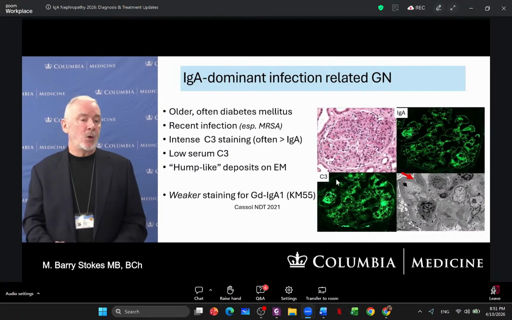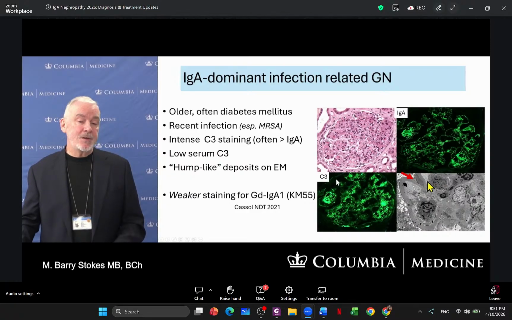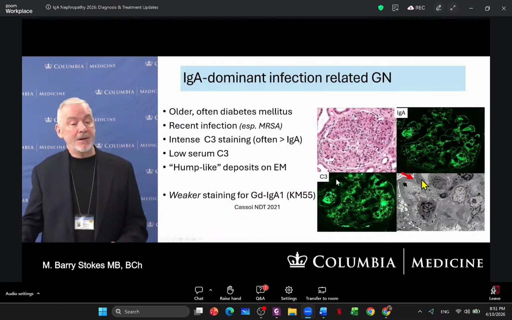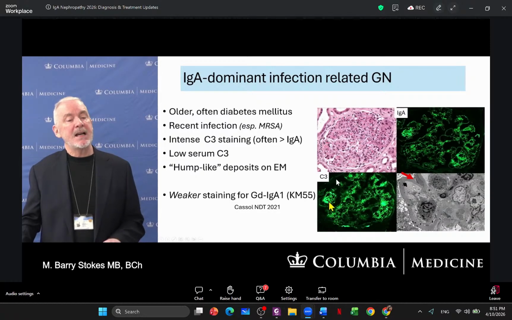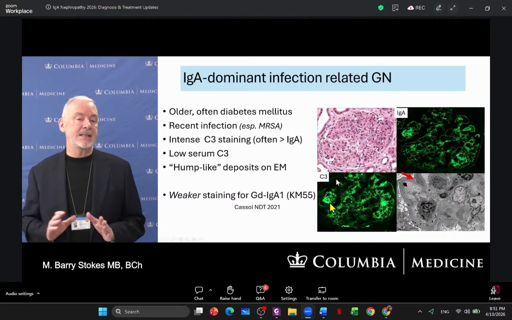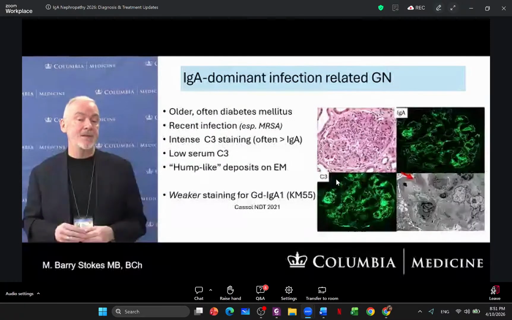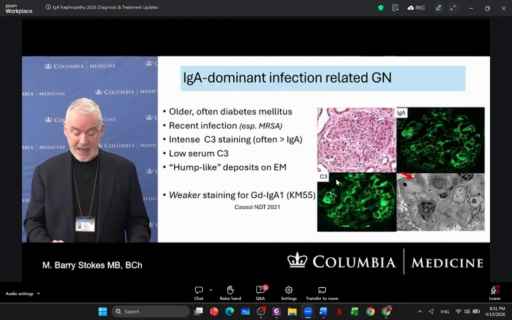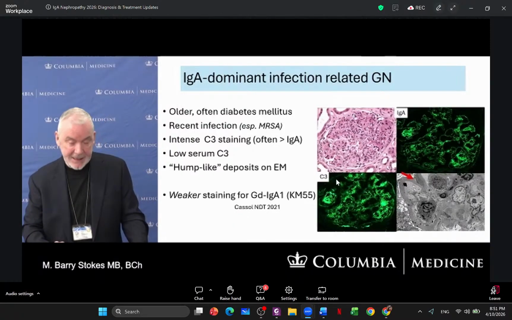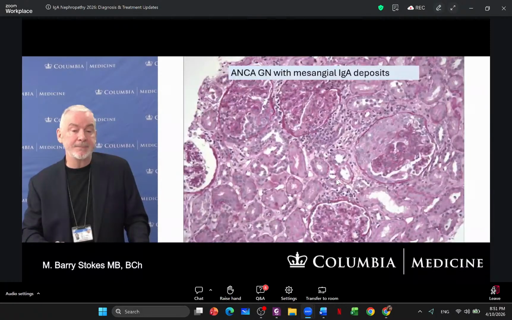This I just mentioned, the infection-related GN. This is seen in older patients, often with diabetes, typically with diabetes, usually with MRSA infection. They often have stronger staining for C3 than IgA, and they have other features such as low serum C3 and big hump-like deposits, which are characteristic of bacterial infection-related GN. These cases also tend not to stain strongly for galactose-deficient IgA1. And this again indicates that this is not really in the family of IgA nephropathy. This is something that just has IgA staining and that mimics IgA nephropathy. And it has to be ruled out if you see a lot of C3 staining.